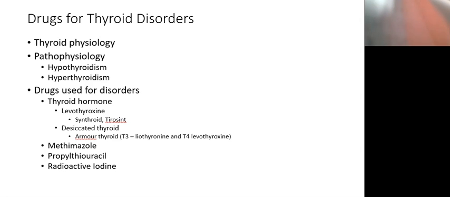The main drug to treat hypothyroidism is levothyroxine, and the main drugs to treat hyperthyroidism are methimazole and propylthiouracil. Synthroid, available generically as levothyroxine, is synthetic thyroid hormone. Tirosint is a capsule that contains liquid levothyroxine, and it's touted as being more absorbable.